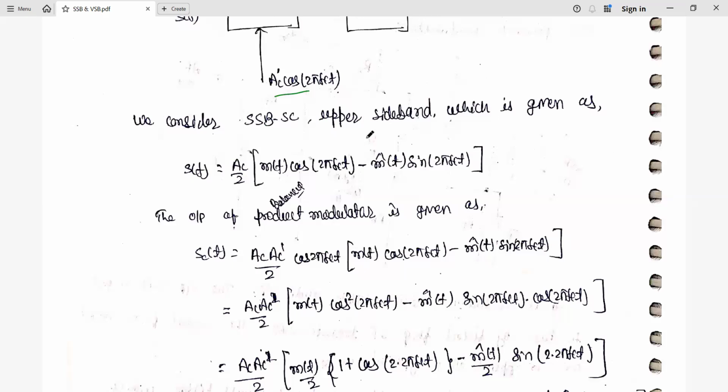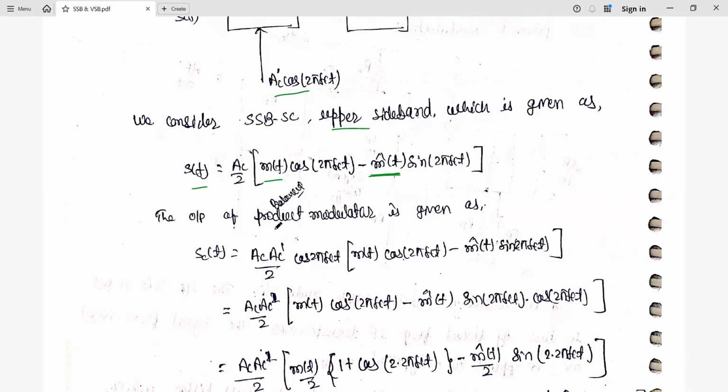If you are going to do the subtraction, you'll get the upper side band. If you are going to do the addition, you'll get the lower side band. So here this obtained modulated wave is Ac by 2 m(t) cos 2 pi fct minus m cap(t) sin 2 pi fct. So m cap(t) is what? Hilbert transform of m(t).